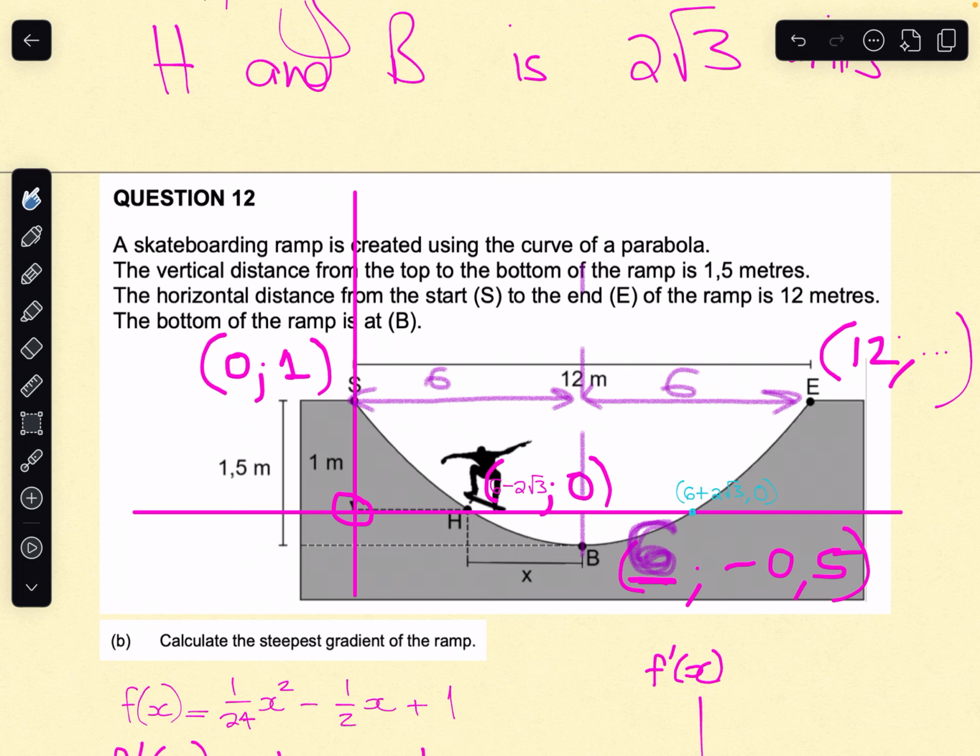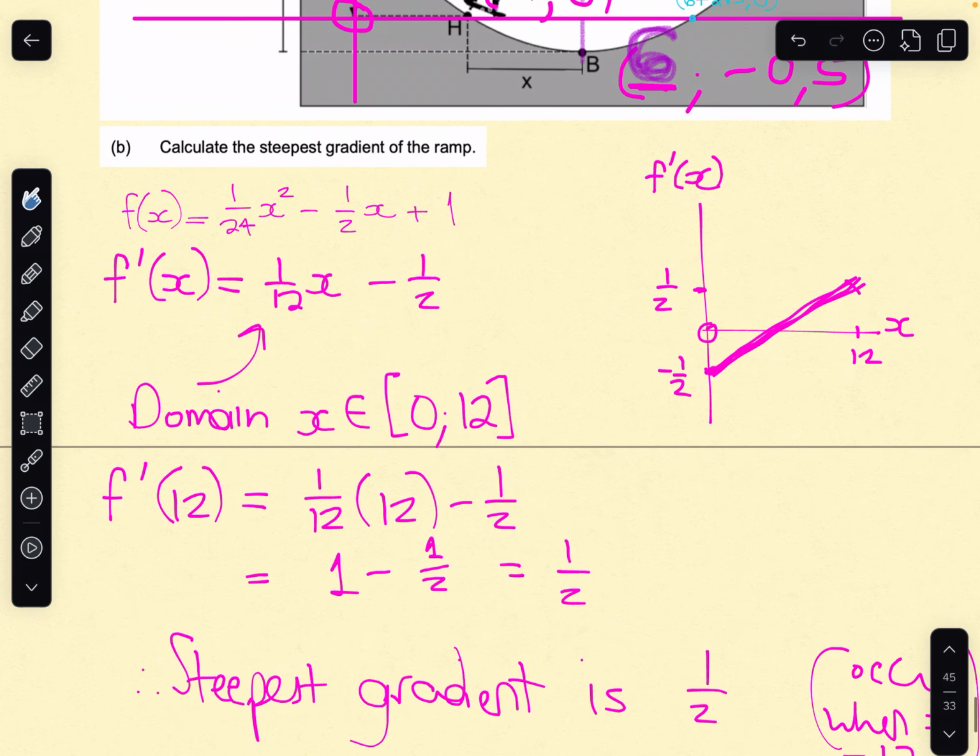Okay, let me try and understand what's going on here. So first up, we took the parabola's equation. We found the first derivative, which is 1 over 12x minus a half. Then we substituted 0 and we substituted 12. As for why, I don't know. I'm guessing it is for the same reasons.